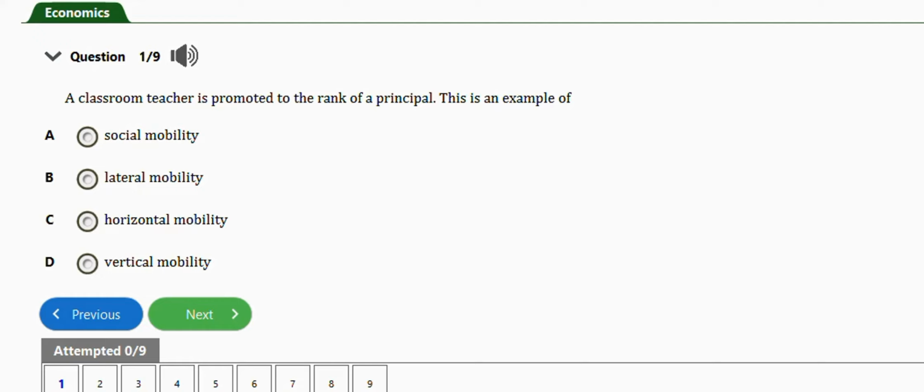The first question I have here says, a classroom teacher is promoted to the rank of a principal. This is an example of social mobility, lateral mobility, horizontal mobility, or vertical mobility. So guys, the right answer to this question is option D, which is vertical mobility. Okay, very important.